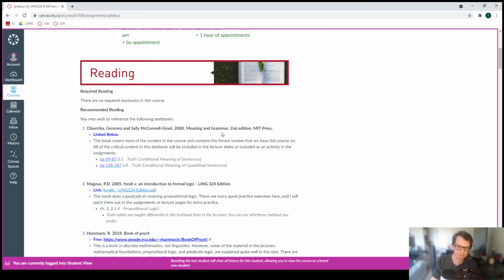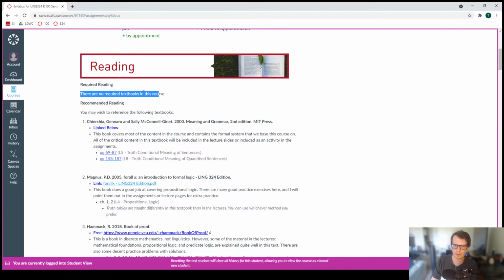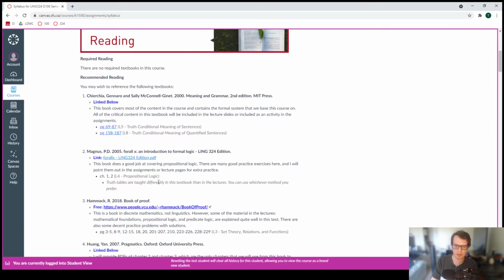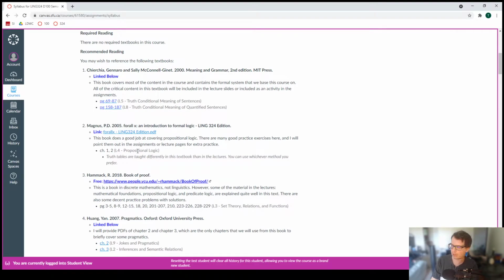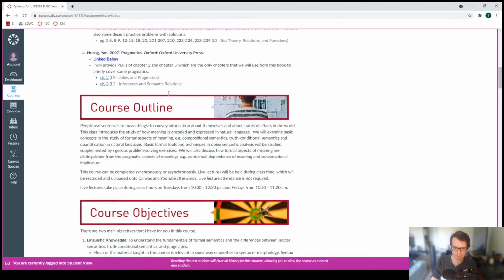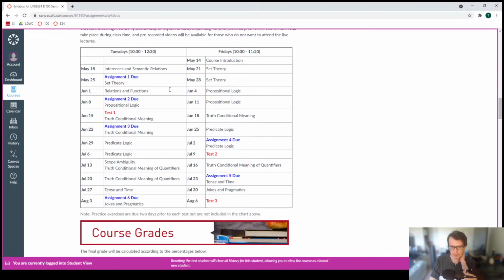There's no required textbook in this course, but there are some recommended texts below, and I also have the relevant lectures for each of these readings. So if you do want more information as we go through the lectures, please check those out. You can also ask me each week for some easy readings or extra practice, and I'm more than happy to help you out with that. Okay, there's some information on the stuff we're doing each week that you can check out, so feel free to look at that.